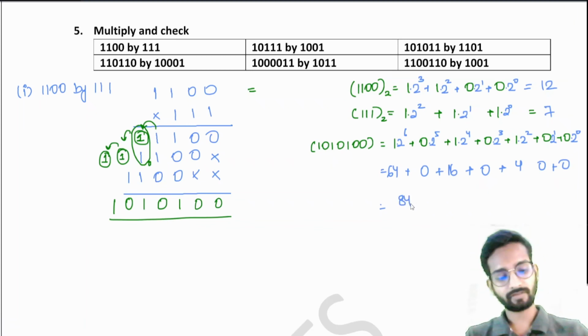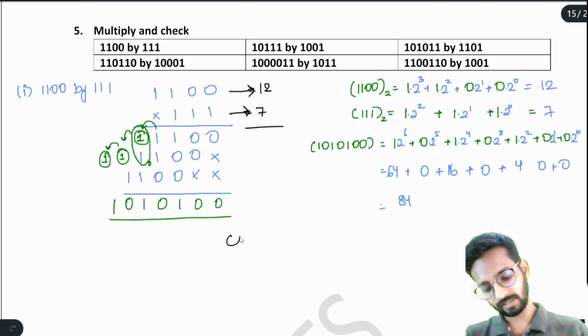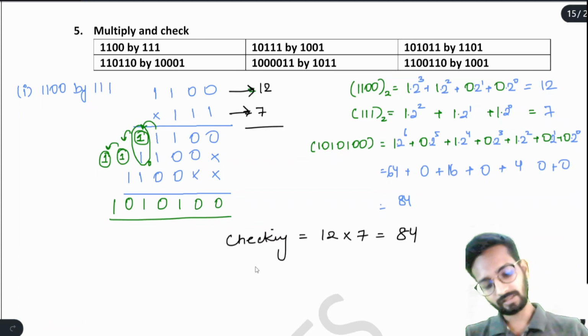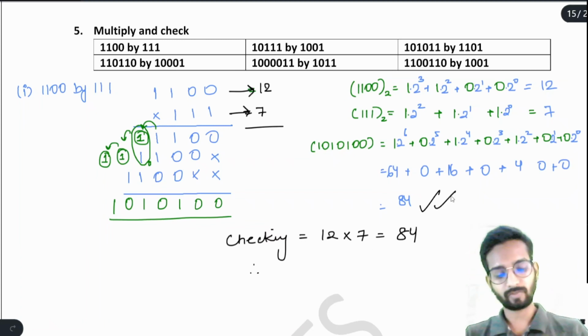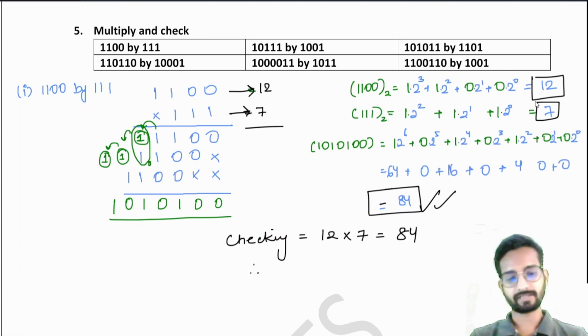Now how will we check? We have to check: the number 1100 when we convert it becomes 12. The number 111 when we convert, what does it become? It will become 7. So 12 cross 7, we will check. Checking: 12 cross 7 is equal to 84. Therefore our answer is correct, because 1010100 we are also getting here as 84. I'll just mark this so it will be easy for us to tell you. 12 multiplied by 7 is 84, and hence our answer is correct.